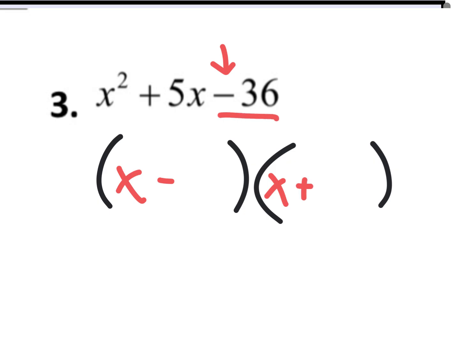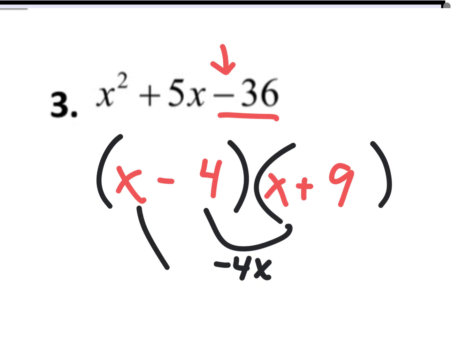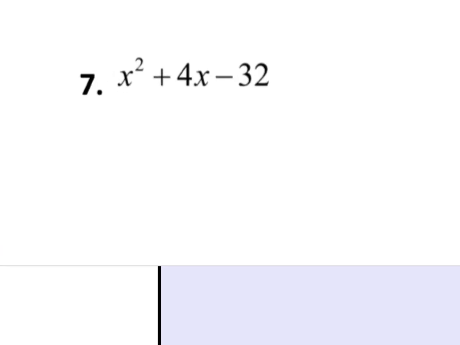Okay, good. Now, Ash, take over. What do you think the answer is on this one? Negative 4 and positive 9. I'll check you by going like this. Negative 4x, positive 9x. Add them together, I get positive 5x. And that is correct. Good job. All right. Now would you please look at number 7.